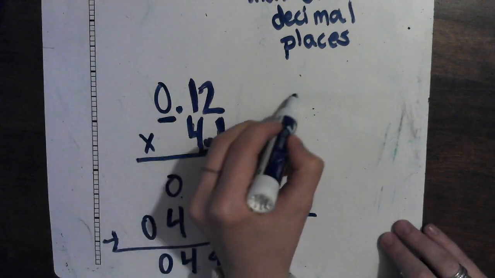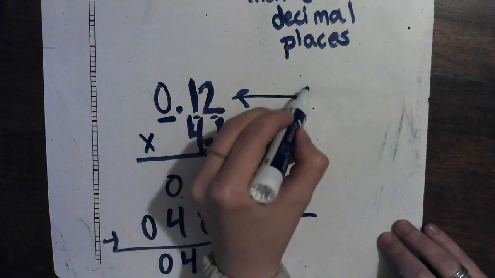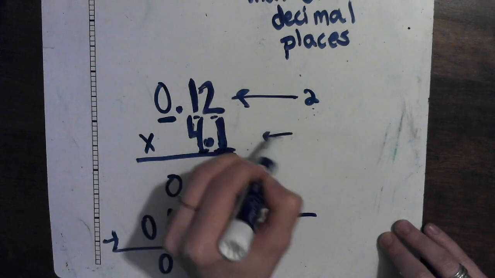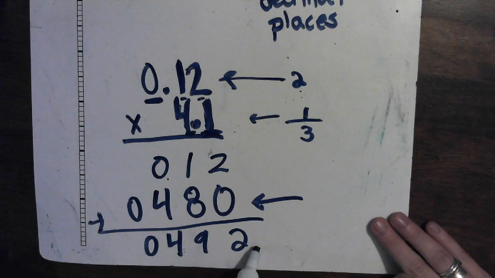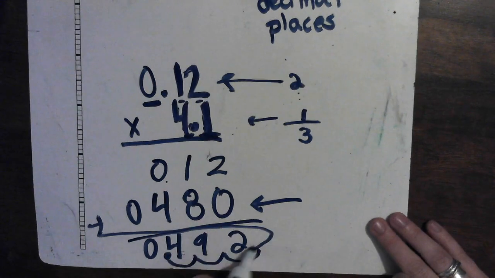Now I look at my place values. Up here I have 1, 2. Here I have 1. So I need a total of 3 in my answer. Start at the whole number and shift in. 1, 2, 3. There's my answer.